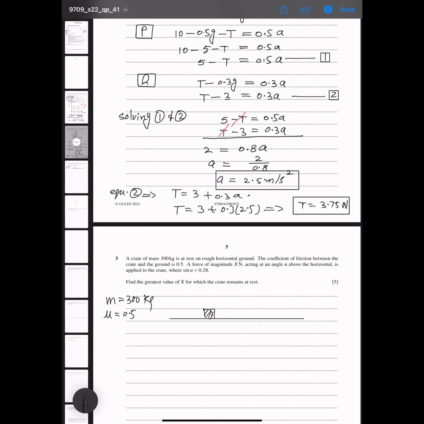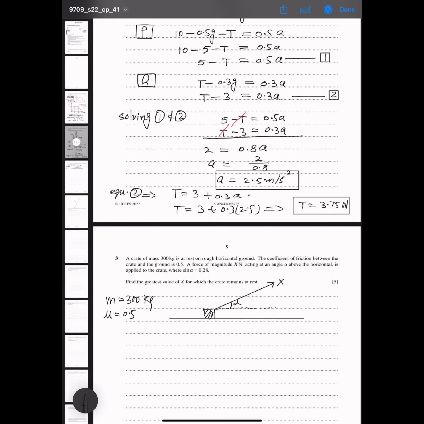A force of magnitude x Newton acting at an angle of alpha above the horizontal is applied to the crate, where sin alpha is equal to 0.28. So this is the force x, making an angle alpha with the horizontal. This angle will be alpha.